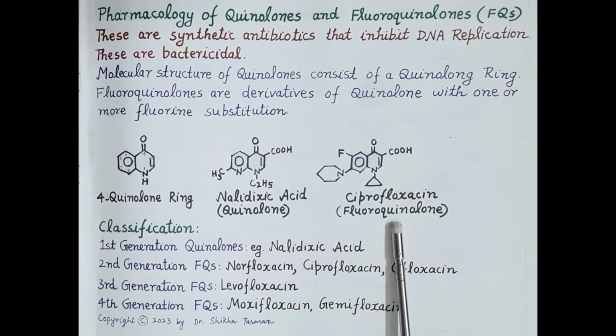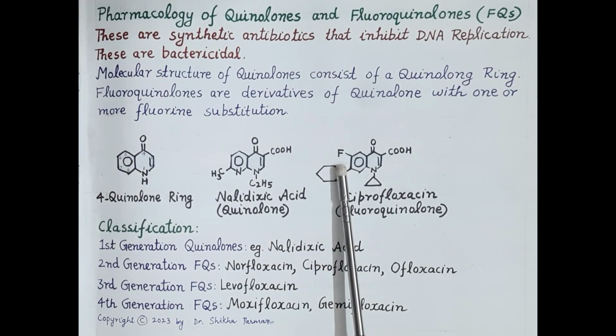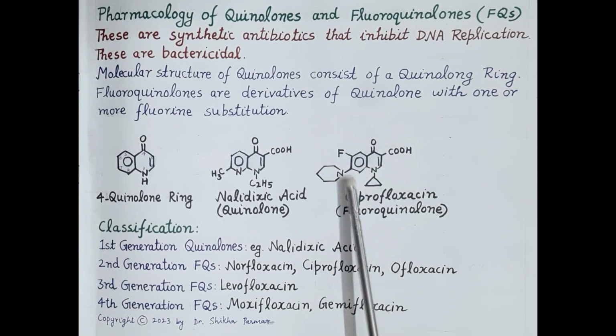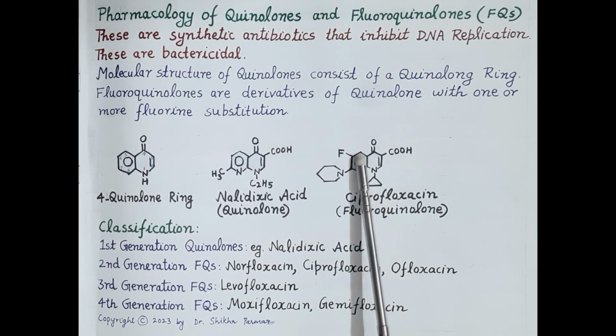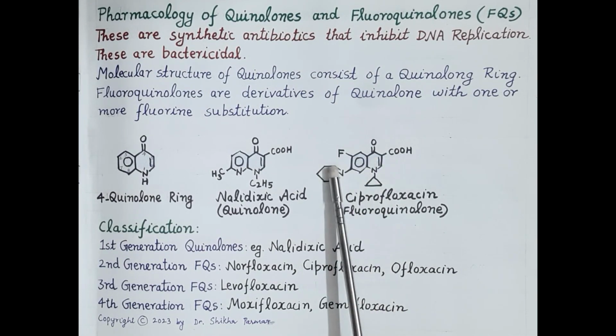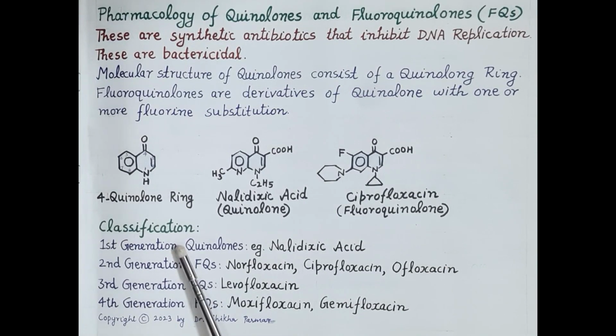Now, fluoroquinolone antibiotics are derivatives of quinolone with one or more than one fluorine substitution. So, this is the structure of ciprofloxacin. Ciprofloxacin is a fluoroquinolone. As we can see, its structure consists of the basic quinolone ring with fluorine substitution on the 6th position. Now let's classify quinolones and fluoroquinolones.